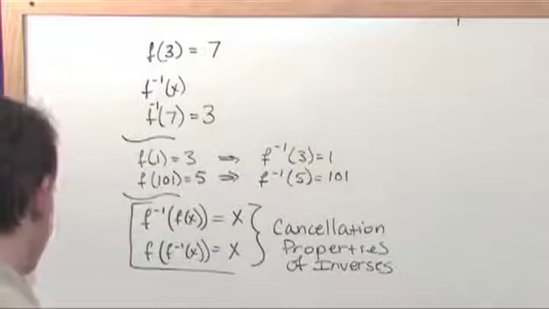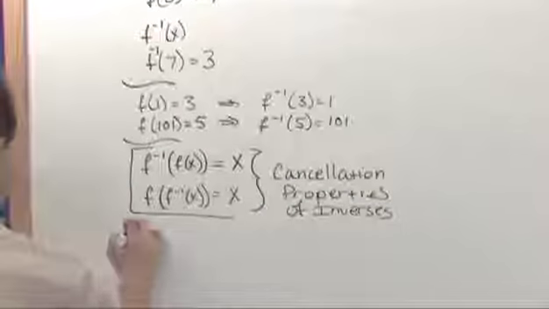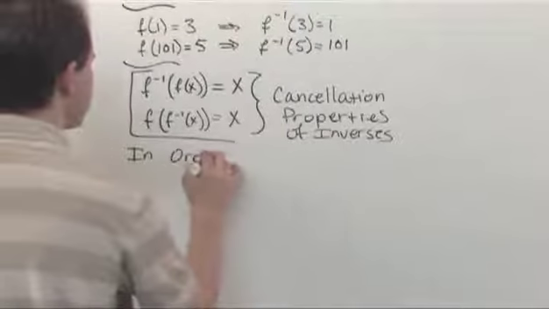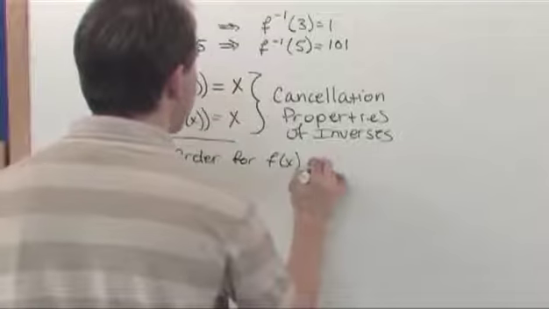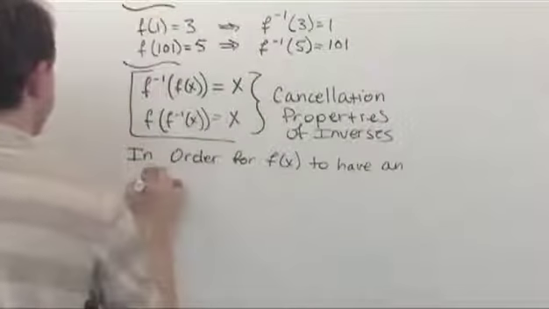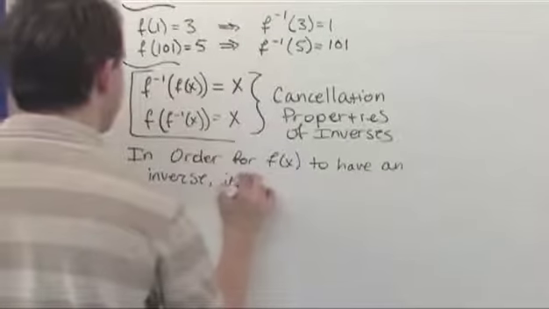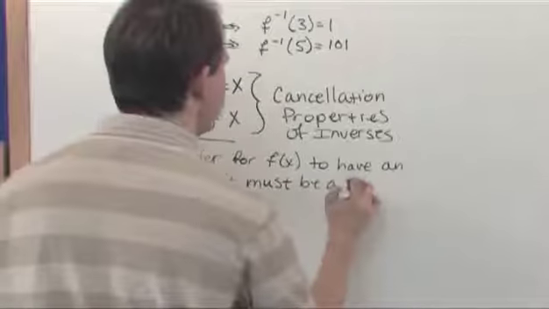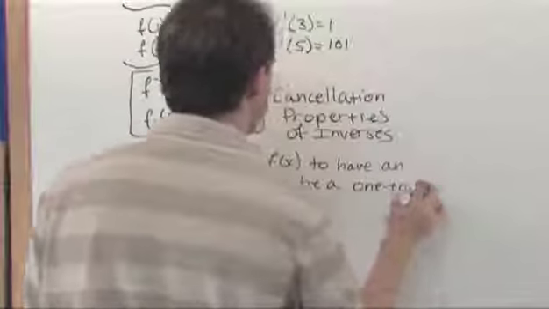The other thing I want to mention is, in order for a function to have an inverse, I'm going to go ahead and write this down. In order for f of x to have an inverse, it must be a one-to-one function.